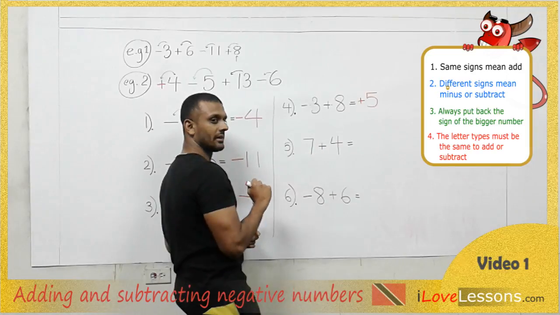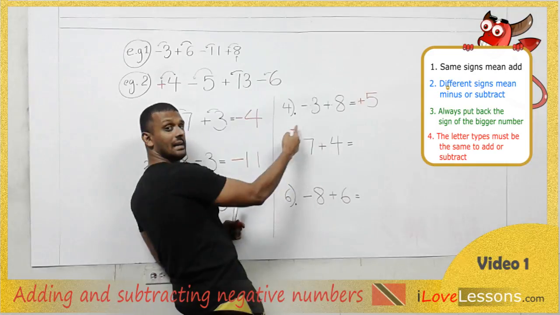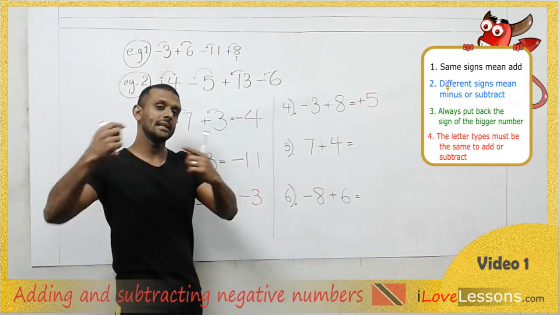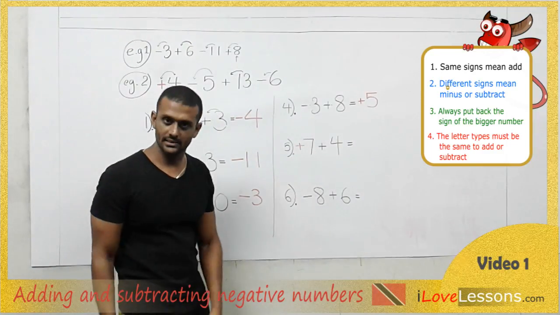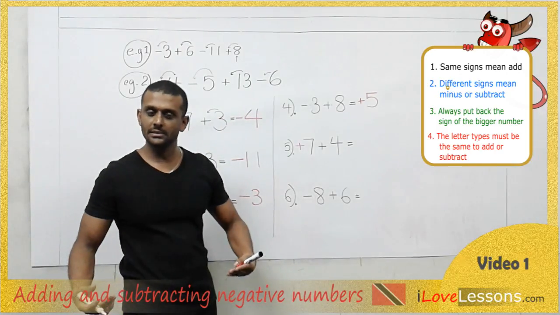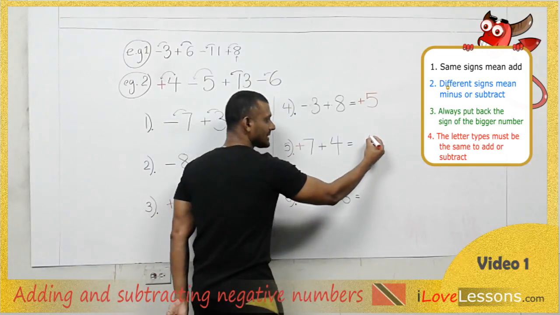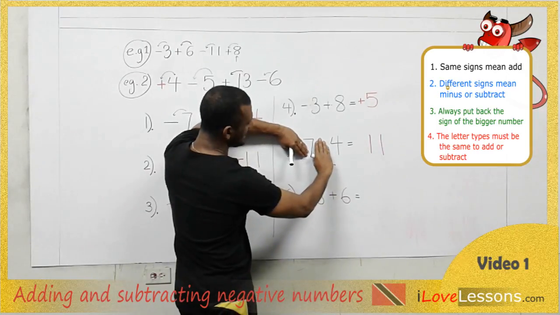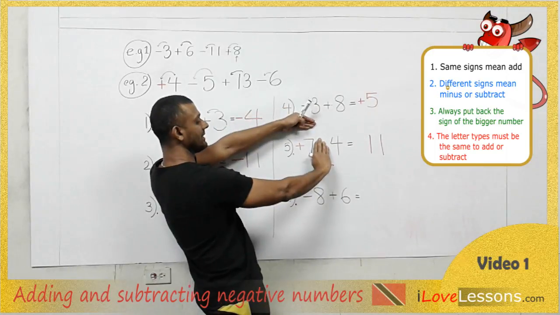Number 5 again. Signs are same or different? When we look to the left here, we see a positive. When we look to the left here, we don't see anything. But remember, if we don't see anything to the left, it is automatically positive. Signs are the same. Same signs mean add. 7 plus 4, to the best of my knowledge, is 11. Which one is bigger, 7 or the 4? 7 is bigger. What sign does the 7 carry? A positive.